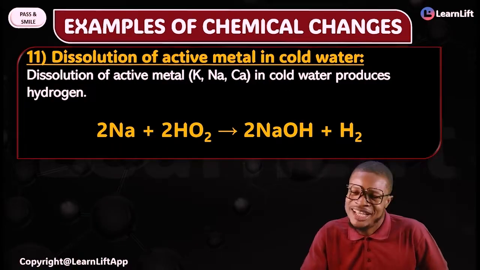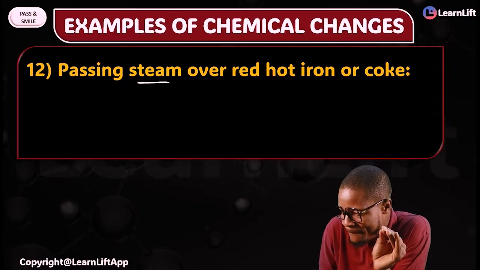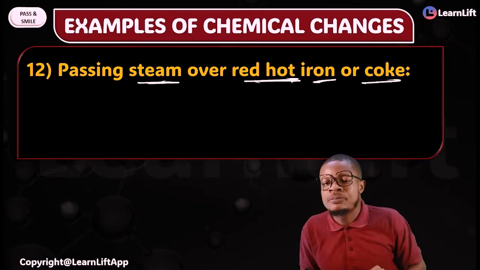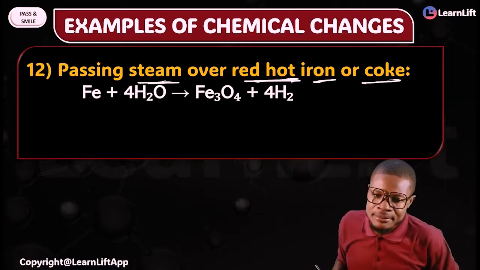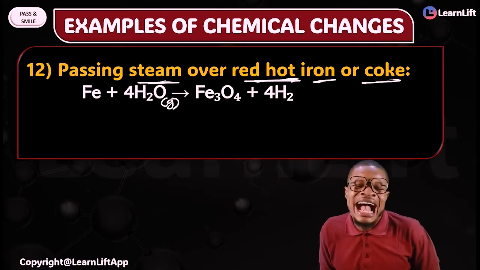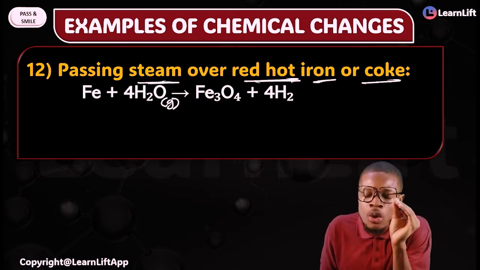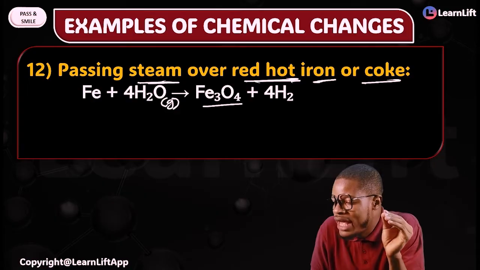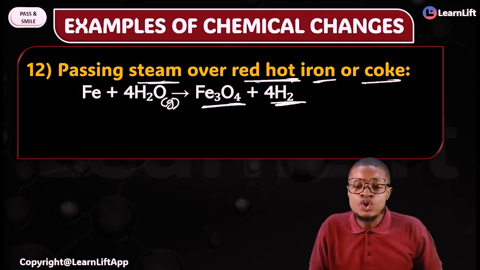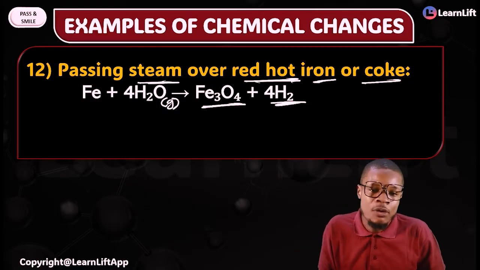Are you with me? Number 12 is called the passing of steam over red hot iron or coke. When you take your steam, this is your steam, gas, over red hot iron, what is it going to give me? It's going to give rise to Fe3O4 and hydrogen gas at the end of the day. So passing of steam over red hot iron is a good example of chemical change.